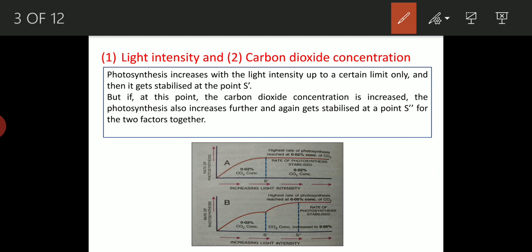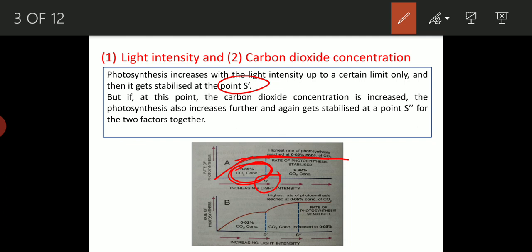Here it is the light intensity which is increasing in the x-axis and the rate of photosynthesis is in the y-axis. See, the rate of photosynthesis increases with the increase in the light intensity, but up to a certain limit which has been represented by S prime. Up to this particular point, S prime, the rate of photosynthesis increases with the increase in the light intensity. But after that, the rate of photosynthesis becomes constant or stabilized. Okay? And the carbon dioxide concentration is 0.02%.